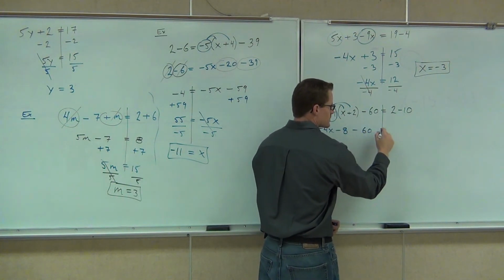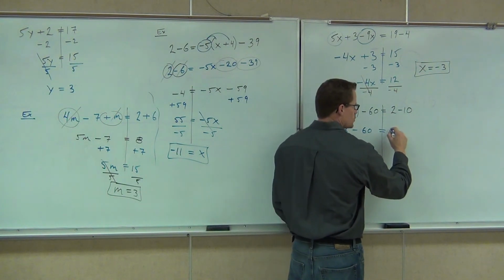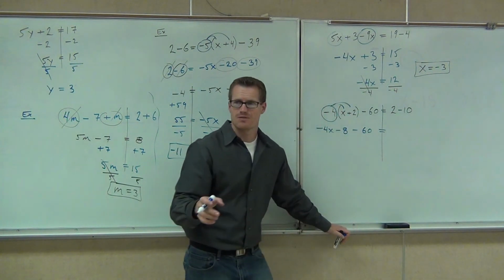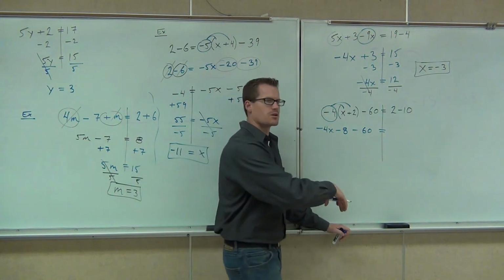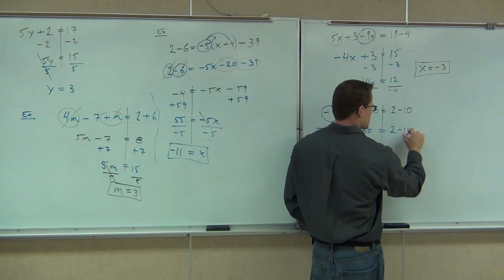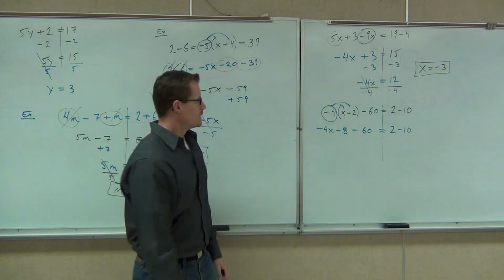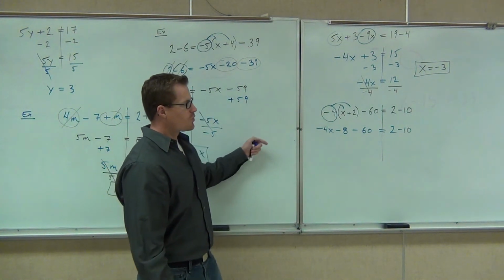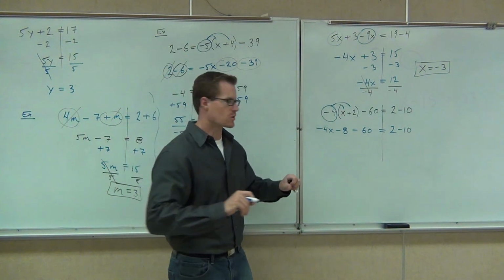We still have that minus 60. On the right-hand side, we got our 2 minus 10. If you want to do the 2 minus 10 and get negative 8 at this point, that's fine. It doesn't matter. I'm going to hold off to combine like terms in the next step, just because I want to make sure I do everything at one time. So we've distributed. Now's the point where, before we go any further, we're going to combine some like terms.